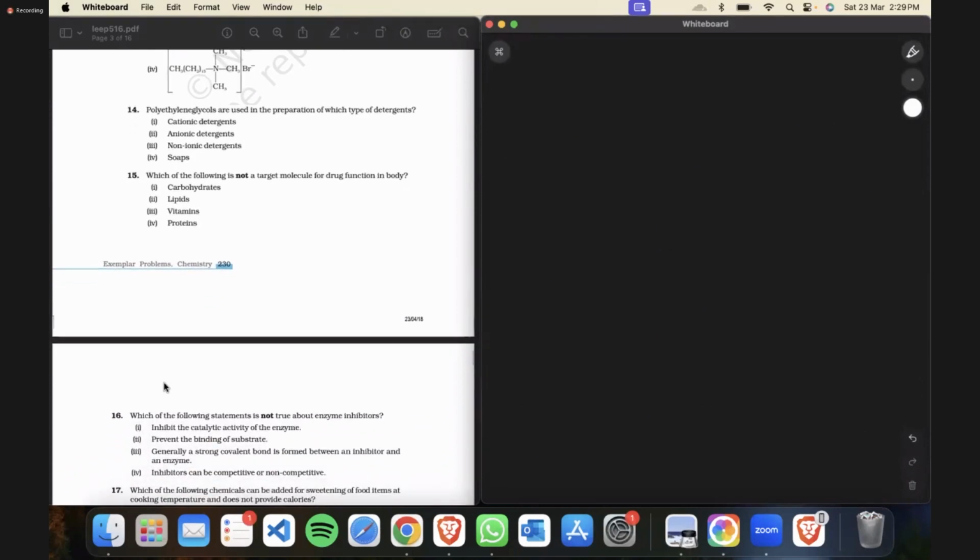Which of the following is not a target molecule for drug function in the body? Carbs, lipids, vitamins, and proteins. So drugs usually interact with biomolecules such as carbs, lipids, proteins, nucleic acids. These are all called drug targets. Meanwhile, vitamins are not a target molecule. All right. So you should write this.